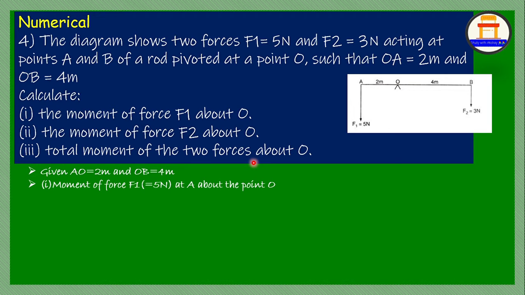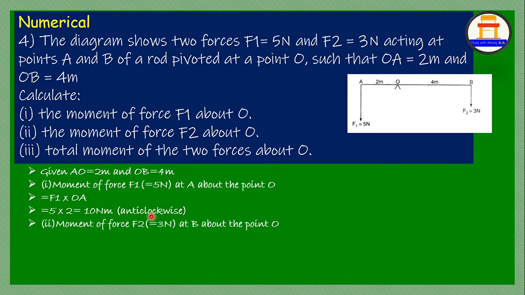And then moment of force, if F1 equals 5 Newton at A about the point O. So basically we are considering this thing. For this moment of force will be F1 into OA, that is 5 into 2, that is 10 Newton meter. So if the force is applied in this direction, then it moves anti-clockwise. So we are supposed to write it is anti-clockwise. Okay, anti-clockwise direction.